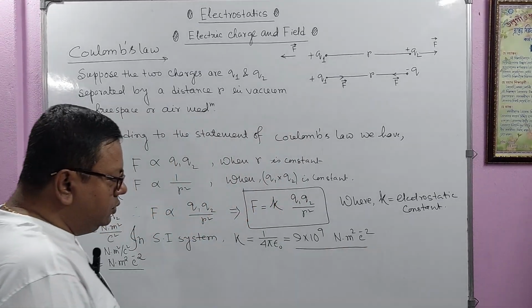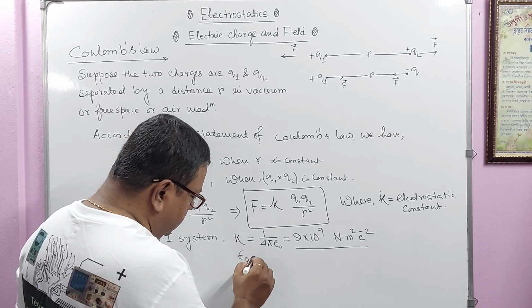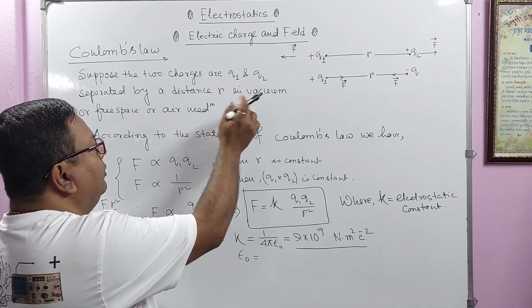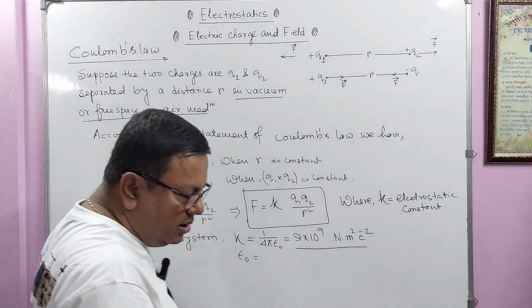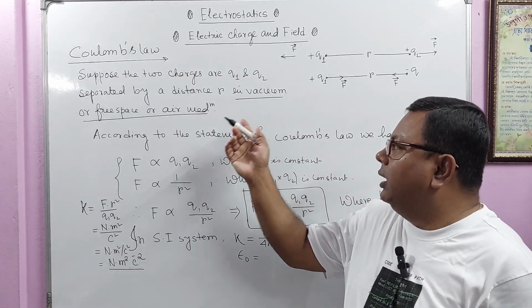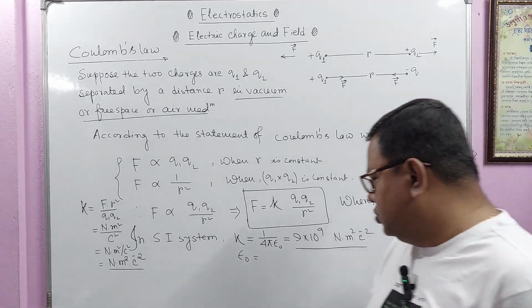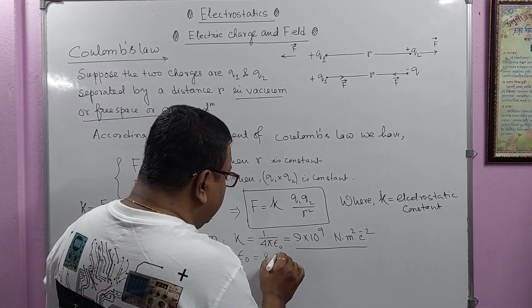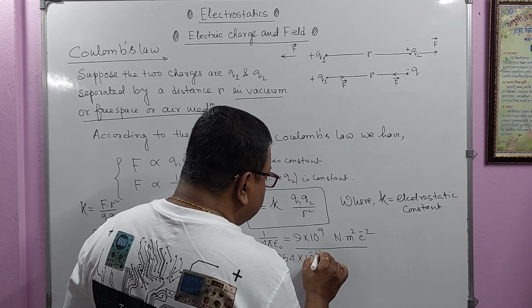Okay. So now there is another question, what is epsilon naught? Epsilon naught is the permittivity of free space or vacuum, where we are considering the two charges are kept in air or vacuum. Basically in air and vacuum, the value of epsilon naught is almost equal to 8.854 into 10 to the power minus 12.